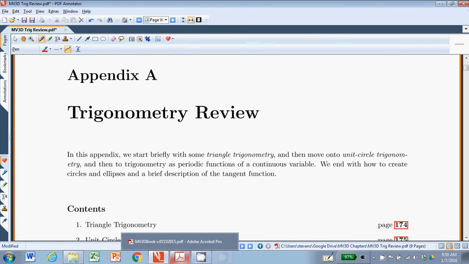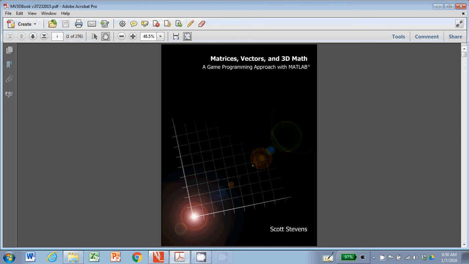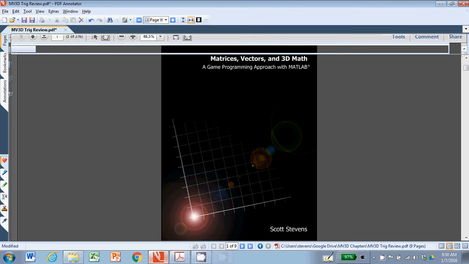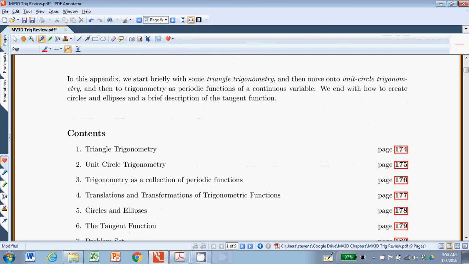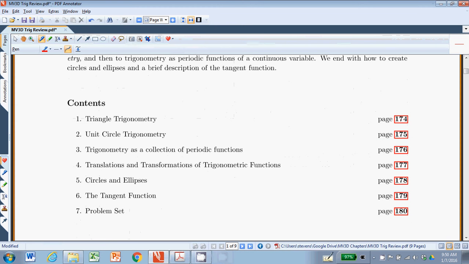Hello there. Welcome to the Trigonometry Review Appendix from Stevens's Matrices, Vectors, and 3D Math, a game programming approach with MATLAB. There's a few sections to this trigonometry review, and I'm going to do a little video for each one. I'm going to do individual videos for each of these 6 parts, and then the problem set is just homework. So we are going to start here with triangle trigonometry.